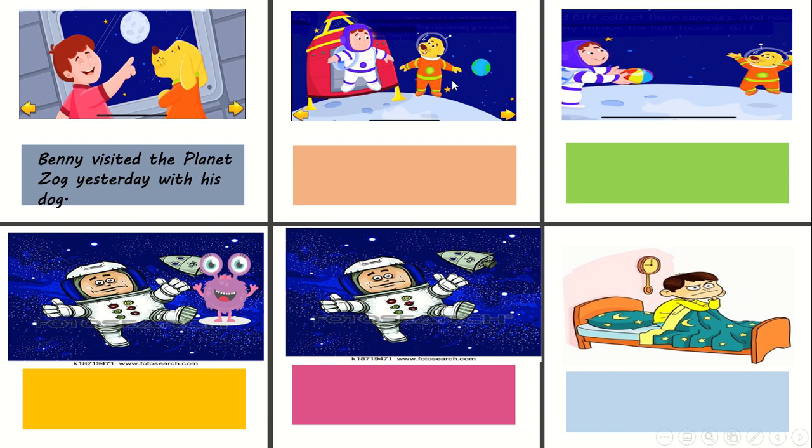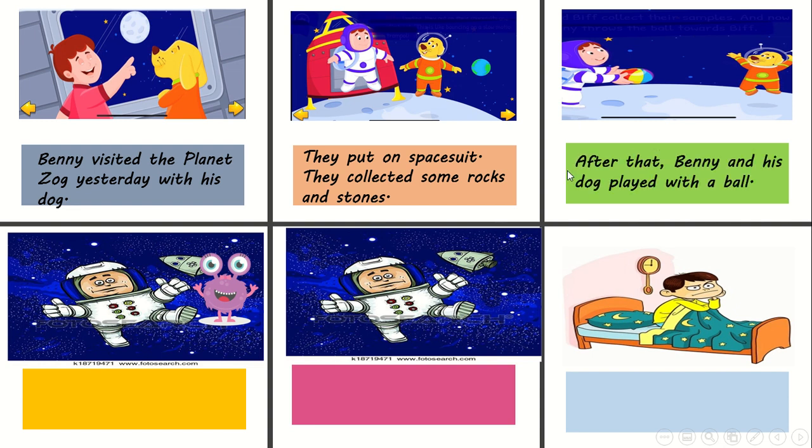Then look at them. What did they do here? What were they wearing here? Yes, they put on space suits. They collected some rocks and stones from this planet. Okay? Look at them here. They were playing. So we can say, after that, Benny and his dog played with a ball.